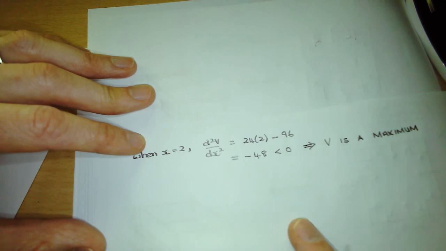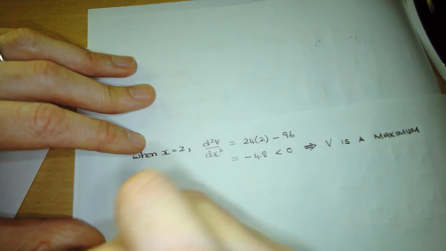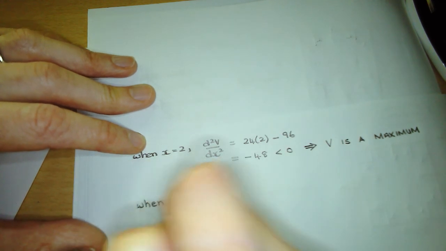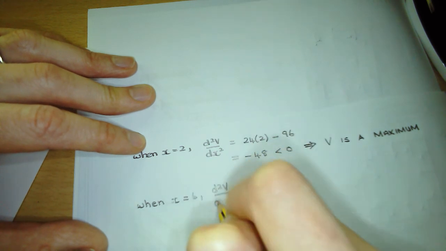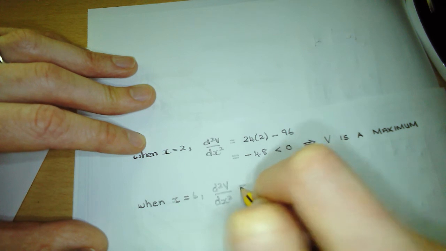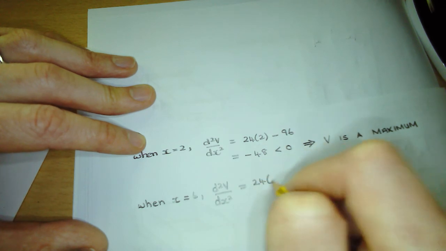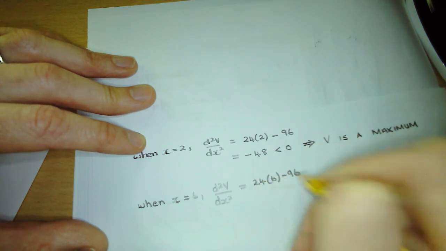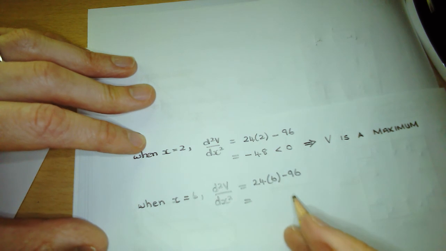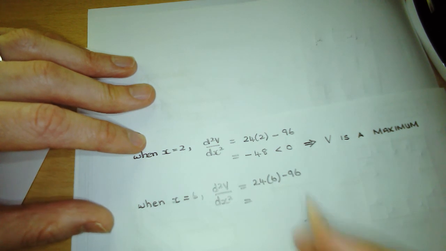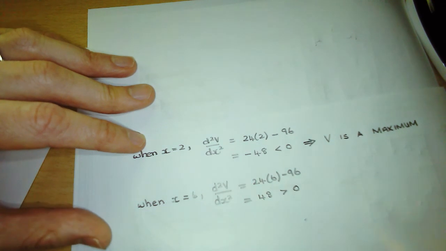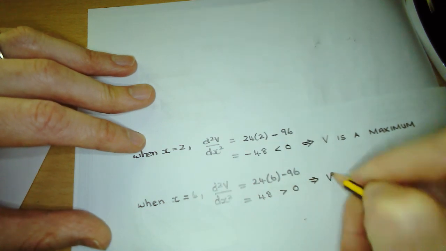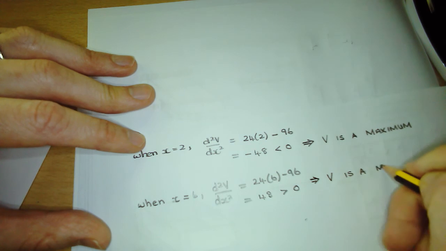So that must mean when we chuck in x is 6, the other critical value, then v will be a minimum. So let's check it. So when x equals 6, second derivative d2v by dx squared, it's going to be 24 times 6, subtract 96. So that's going to be 144 minus 96 is going to give us positive 48. That's bigger than 0. So that's telling us then that v is a minimum in that case.